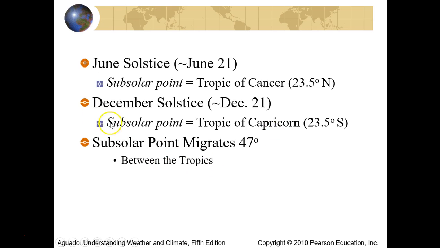So we basically talk about these direct rays as the subsolar point, and depending upon what season we're talking about, the subsolar point moves or migrates almost like a wild animal. And so that's one of the key things for us to understand, is that the sun's rays and the way the sun is positioned in the sky does change by time of year.